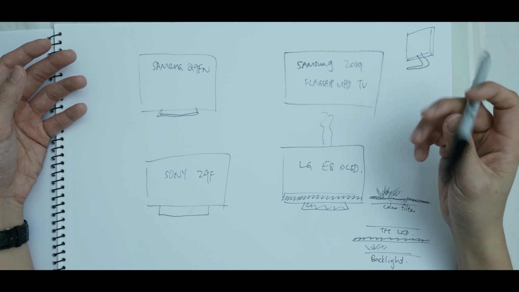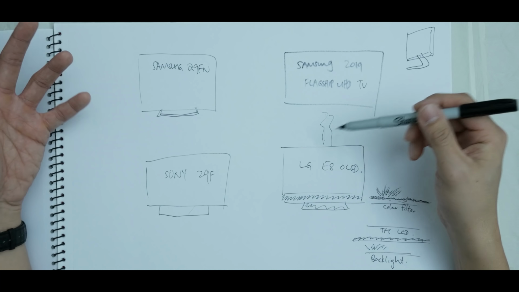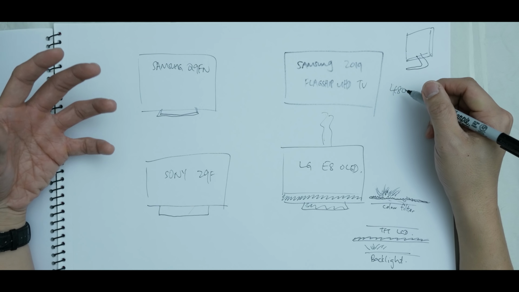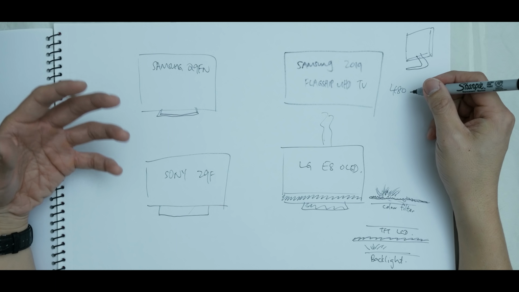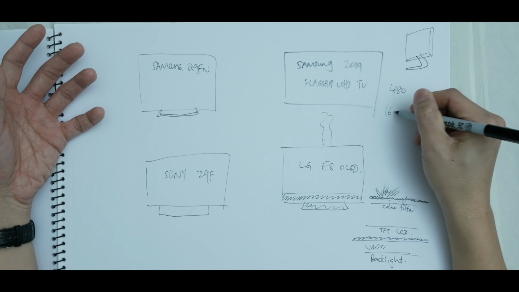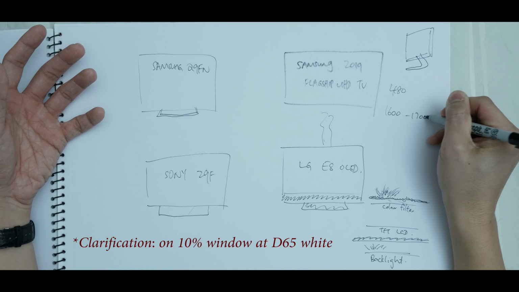Another thing that caught my attention during this demonstration is that the engineers were pretty upfront about the number of local dimming zones on the Samsung 2019 flagship UHD television. They said that the panel and the number of local dimming zones are exactly the same as the Samsung Q9FN. So to me, that just means that it will have 480 independently dimmable local dimming zones, and then peak brightness should be around, what, 1600 to 1700 nits.